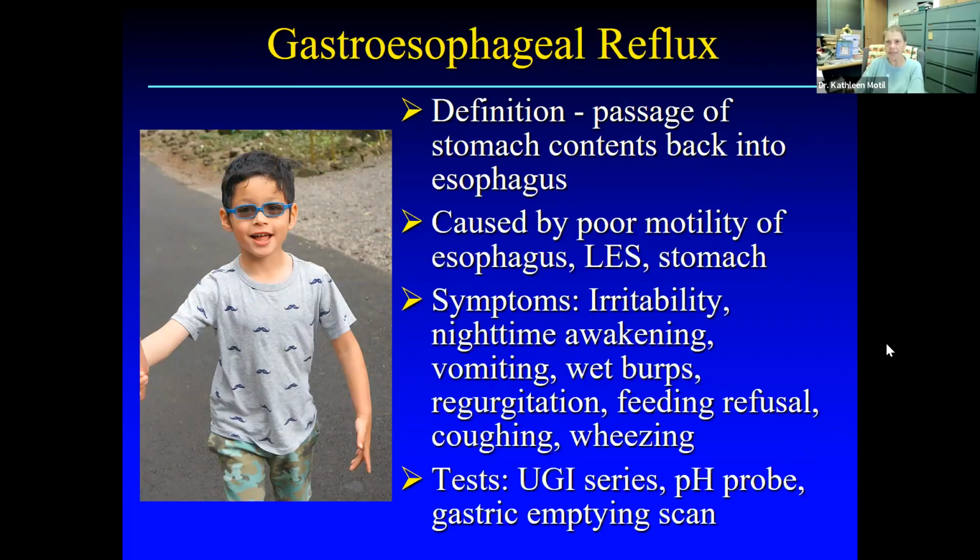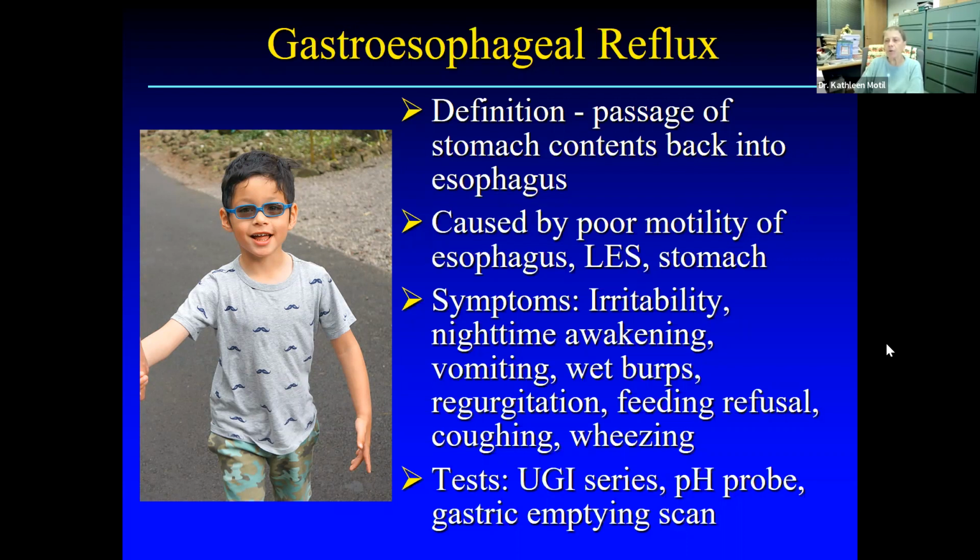Gastroesophageal reflux, we consider to be passage of the stomach contents back into the esophagus. We know that it's caused by poor motility of the esophagus, the lower esophageal sphincter, and delayed stomach emptying. My parents will tell me my child might be irritable, my child might be awakening at night for no good reason and be fussy. We know that the children can vomit or have wet burps, or can just have simple regurgitation of milk or other liquids.